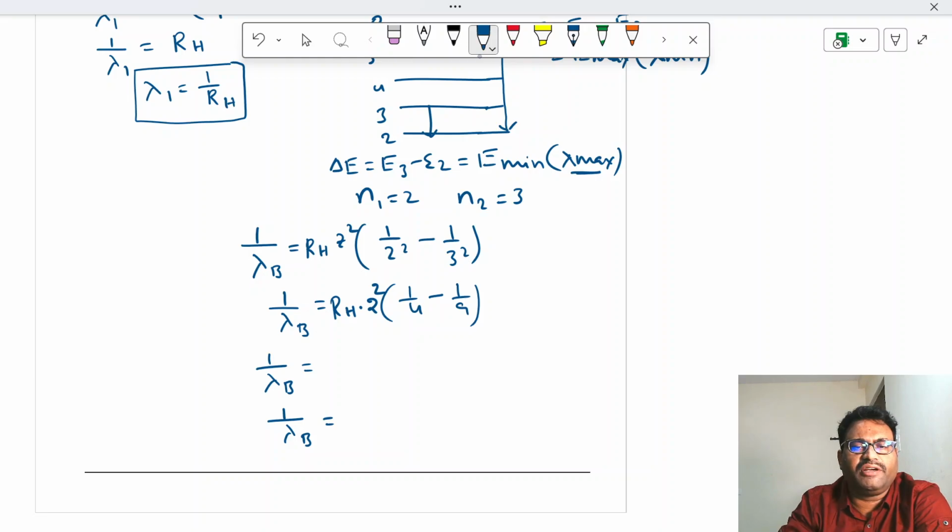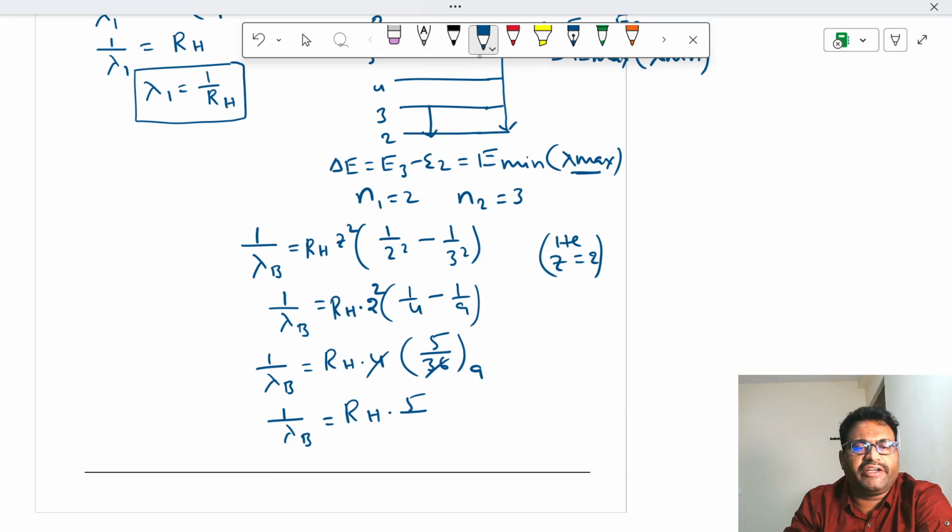For helium, the atomic number is equal to 2, right? So RH into 4, right? 5 by 36. Good. So 9 fours are 36. So RH into 5 by 9.